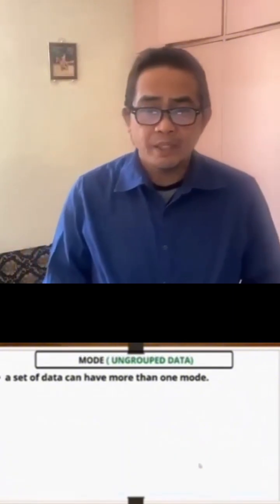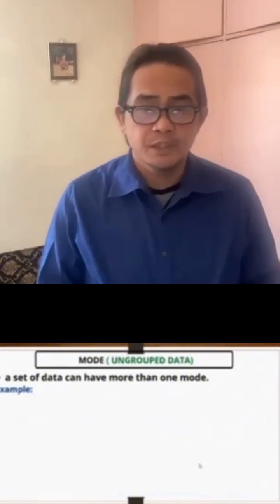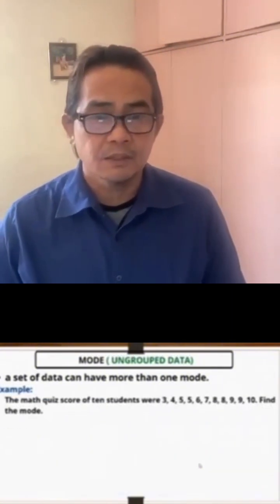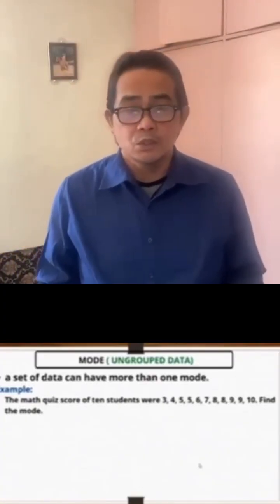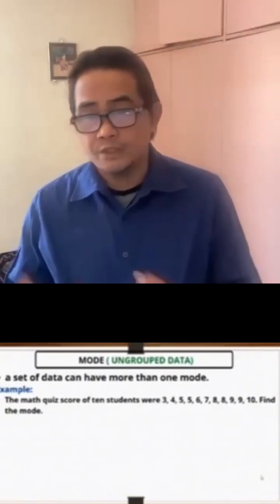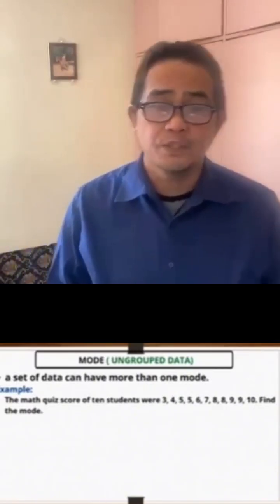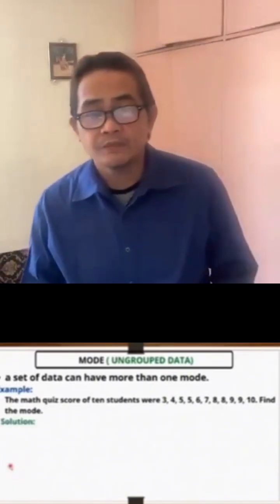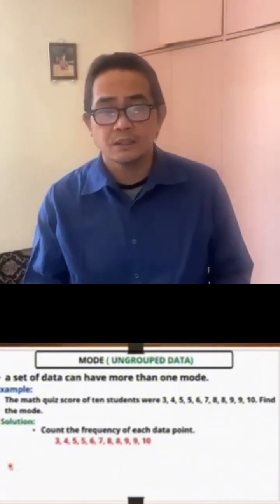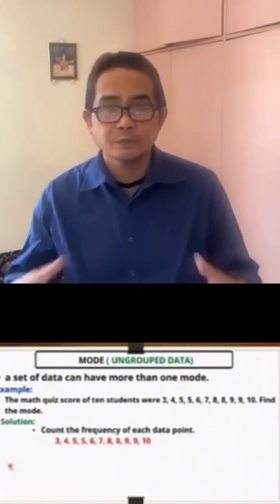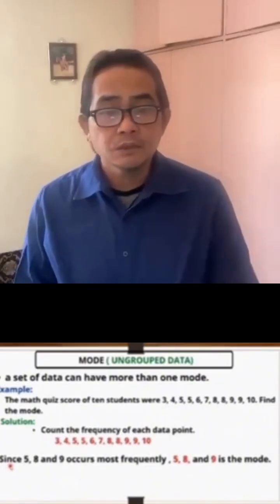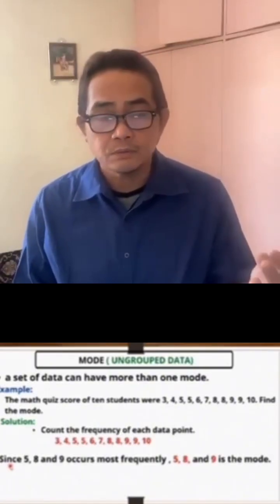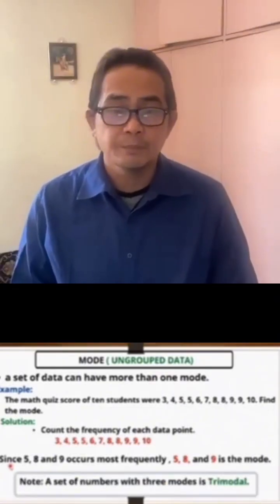Now let's proceed to the math quiz scores of 10 students: 3, 4, 5, 5, 6, 7, 8, 8, 9, 9, 10. Find the mode. If you observe, we need first again to count the frequency of each data point. And then after that, since we have found 5, 8, and 9 occur most frequently, 5, 8, and 9 are the modes. And of course, they appear 2 times each. We call it trimodal.